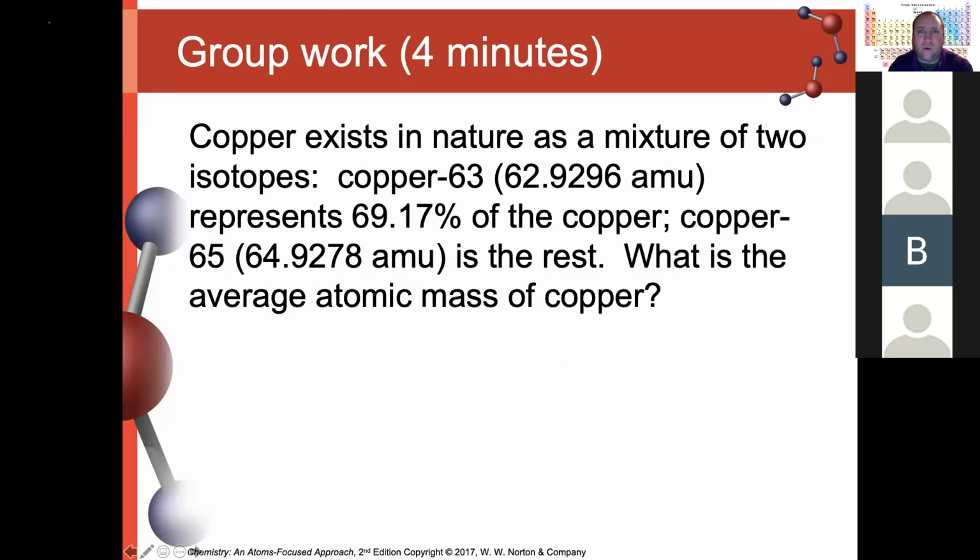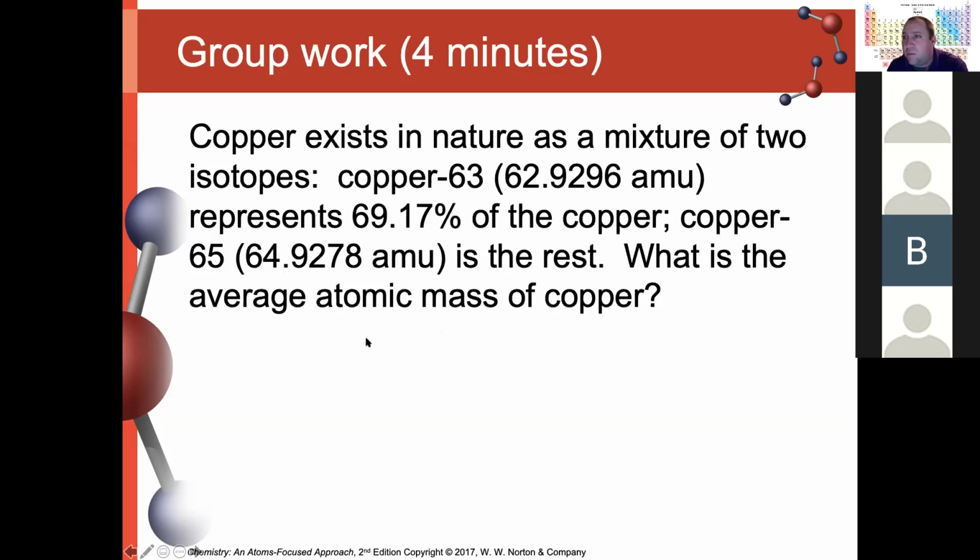So we are told in this problem that we have copper. Copper exists in two primary isotopes, copper 63 with an atomic mass of 62.9296 AMUs, and copper 65, which exists at a mass of 64.9278 AMUs. We want to know what the average atomic mass is.